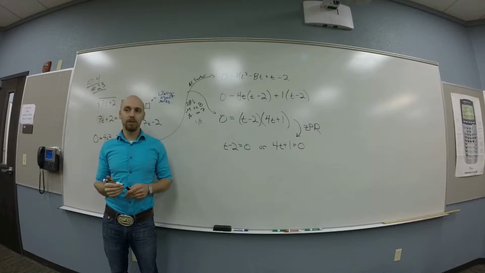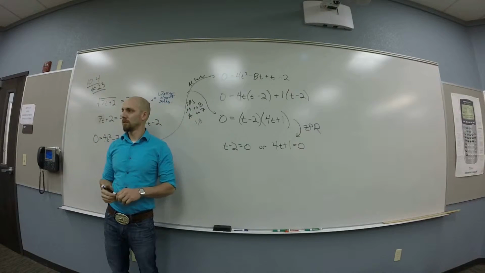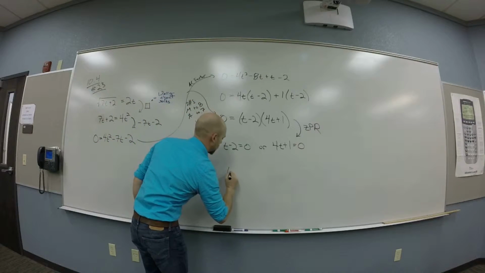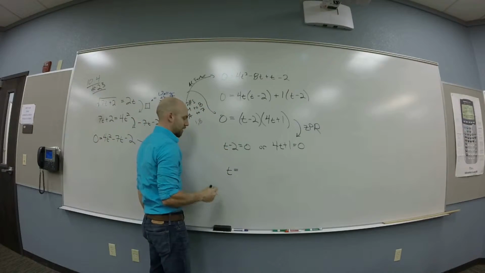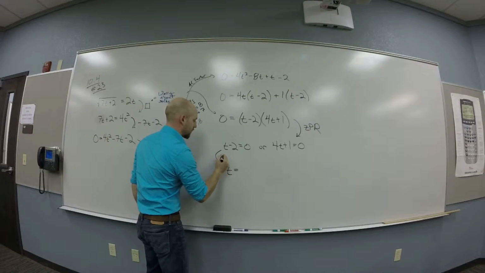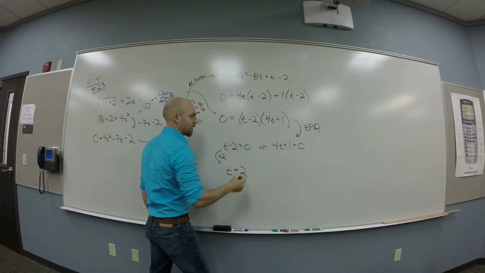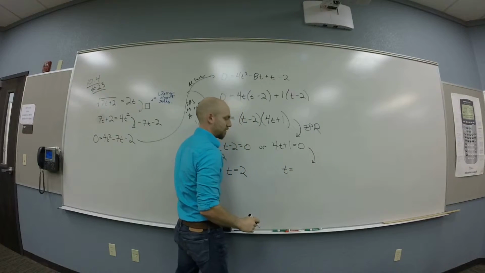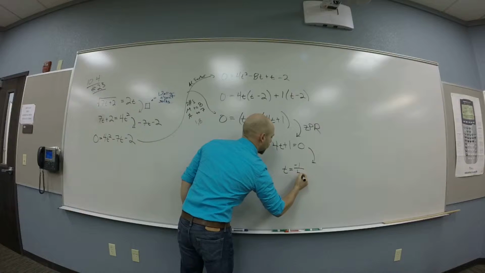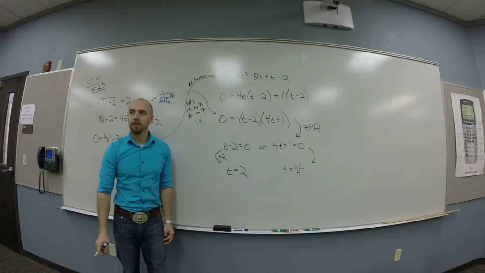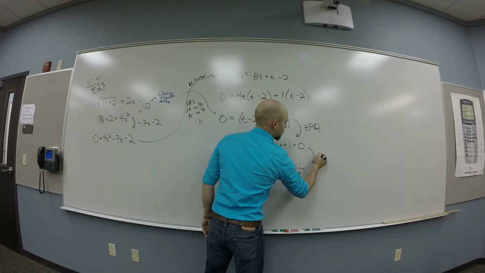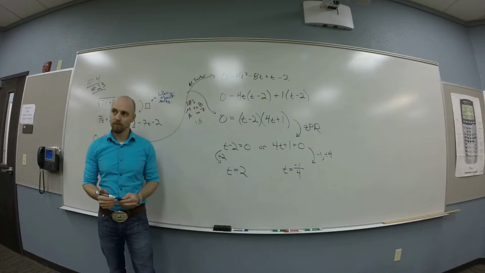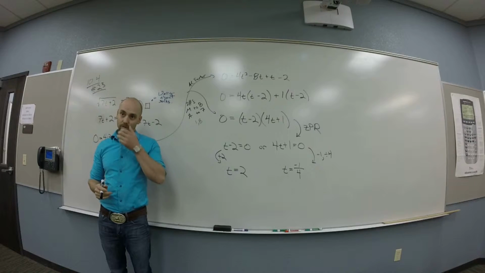And then what do I do with these? Shift it so t is on one side. So this guy will get you 2, add 2, right? T is 2. And this guy will get you t equals negative 1/4. T is minus a quarter. Subtract 1 and then divide by 4, right? Cool.